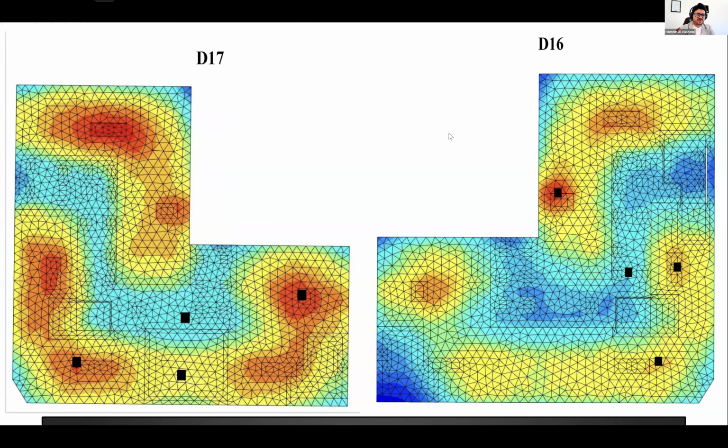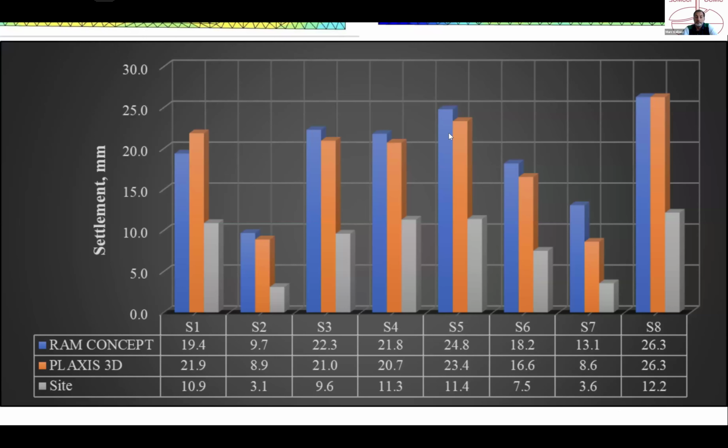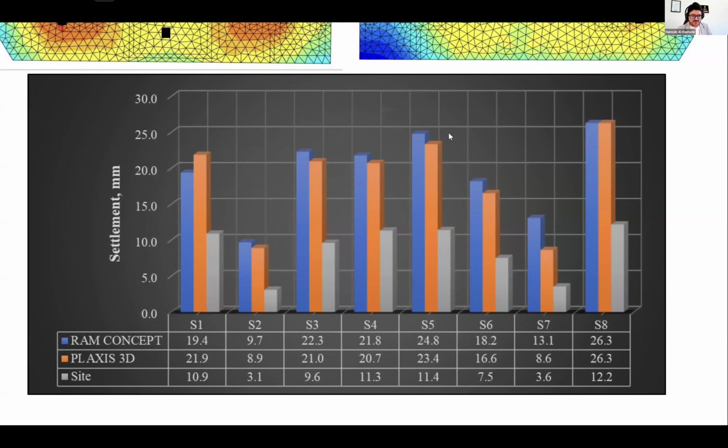And this is the comparison between the geotechnical analysis, the structural analysis, and the site measurement, or the field data. The field data is way below, almost 50% below what we have predicted, but this is mainly due to the load. The load was not yet in its final stage. We are talking about the dead load and the superimposed dead load, but not yet the live load. It's not occupied yet, so this could be one of the reasons.